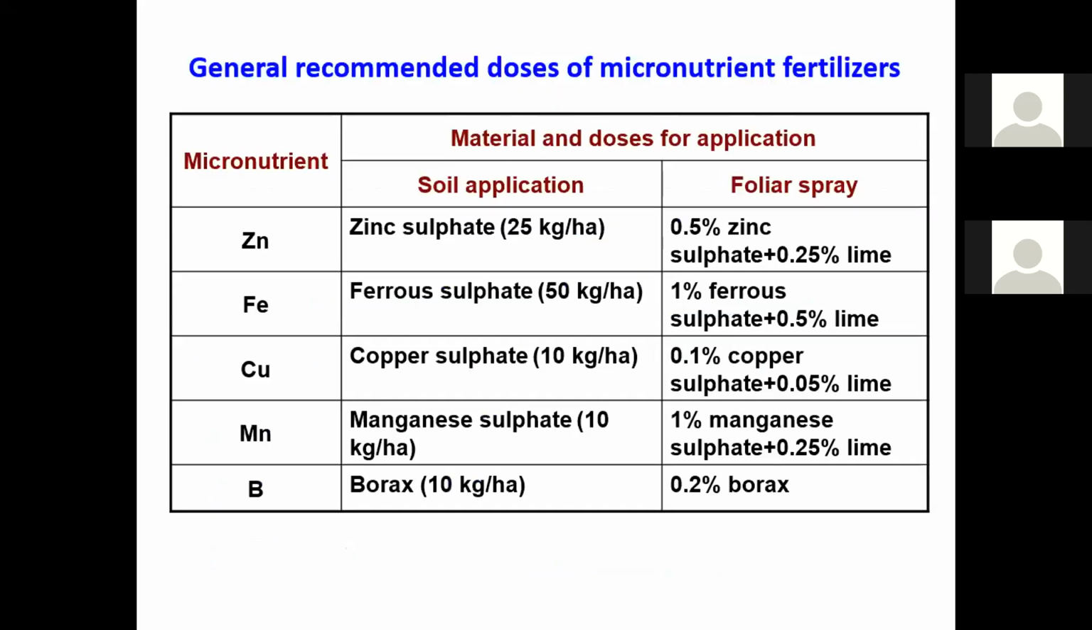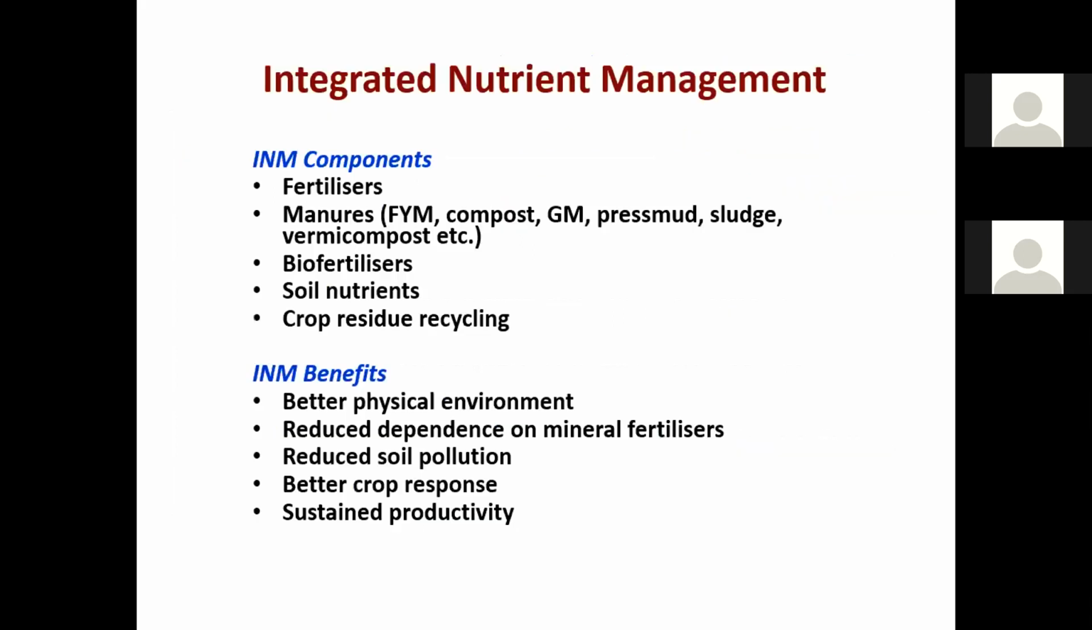Friends, sometimes if you have micronutrient problems, what should the management be? You have soil application, and another is foliar application, because in a standing crop sometimes we find some problem, and then we should go for spray. So these are the major management practices. And under integrated nutrient management, we should understand what the components are.